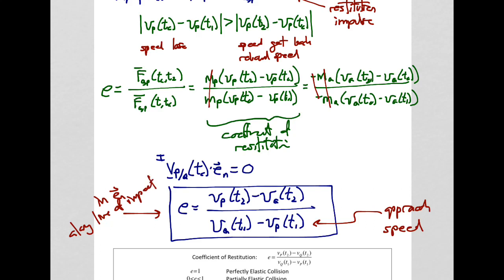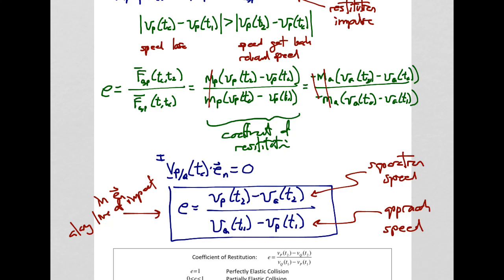And then in the numerator, if we've got an approach speed in the denominator, our numerator is telling us VP minus VQ at T2. And so this is our separation speed, because at time 2, the collision is over. The impulse is over, and now you have these two particles that are separating in the EN direction. Recall, we dealt with the E1 direction, the tangential direction, earlier in the last part where we applied linear momentum.